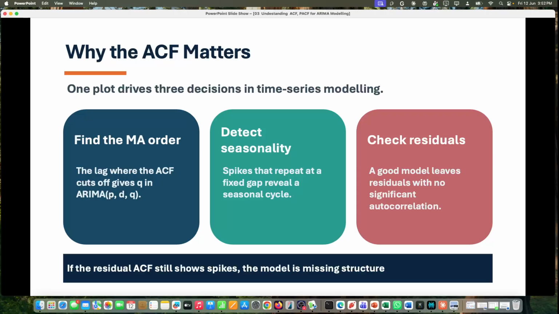The second important thing is to detect stationarity, as you just saw. Third is to check the residuals. After a good ARIMA model, the autocorrelation of the residuals becomes close to 0. Now, if the residual autocorrelation shows spikes, then the model is missing something. So after doing everything, you do the final analysis on this. This is very important.